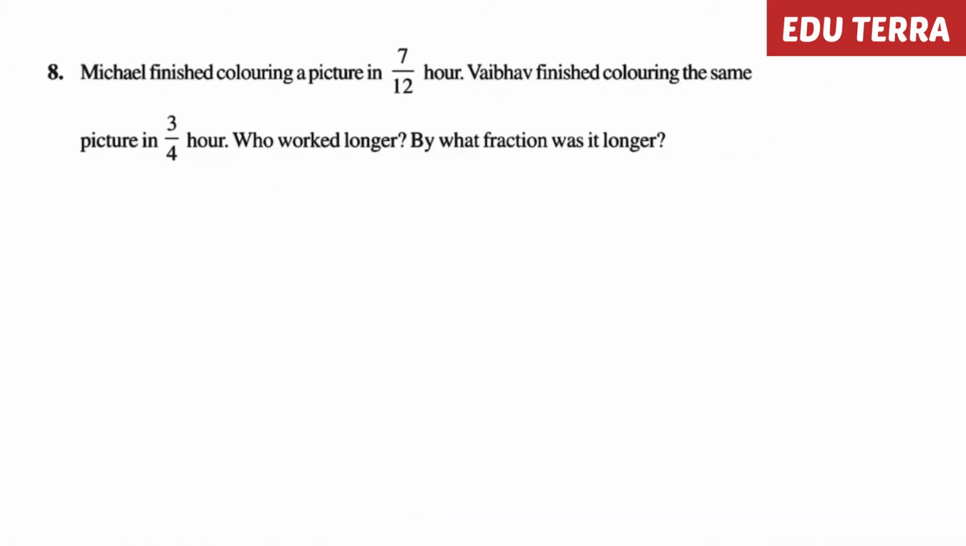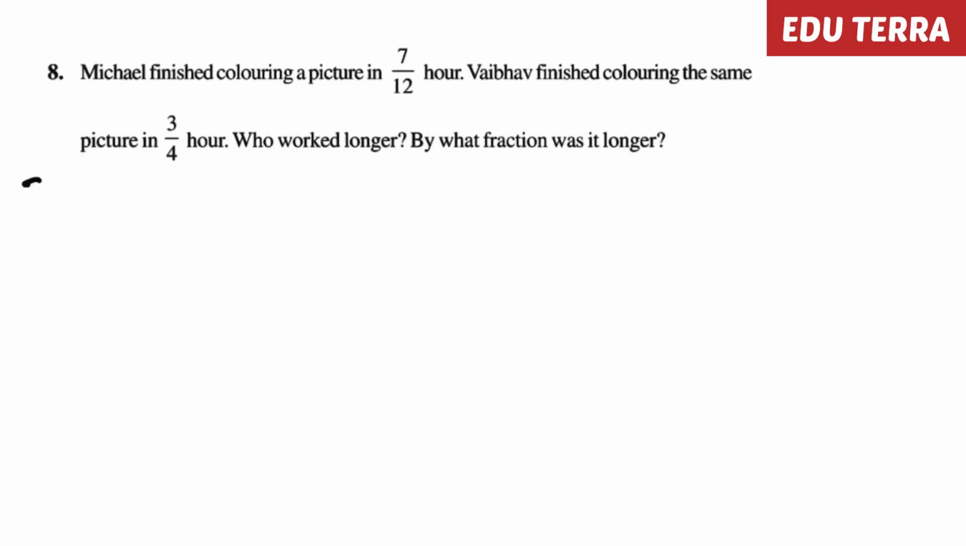Michael finished coloring a picture in 7 by 12 hour. Vaibhav finished coloring the same picture in 3 by 4 hour. Who worked longer? By what fraction was it longer? It means two persons are doing the same thing. One has taken 7 by 12 and the other has taken 3 by 4 for the same work. Okay. It means we just have to compare the fractions.